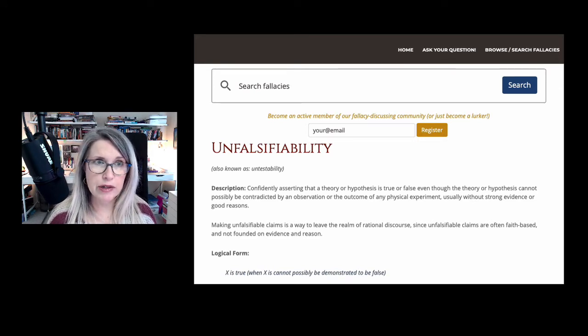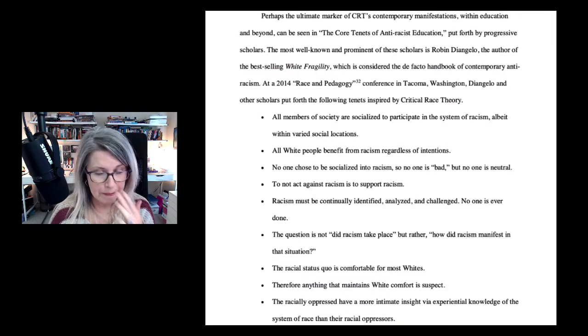Well, let's look at another example if my first was not clear enough. These, again, from the tenets of anti-racist thinking. And for reference, I am now reading from the core tenets of anti-racist education put forth by progressive scholars. And the most well-known of these is Robin DiAngelo, the best-selling author of White Fragility, the de facto handbook of contemporary anti-racism. All white people benefit from racism, regardless of intentions.